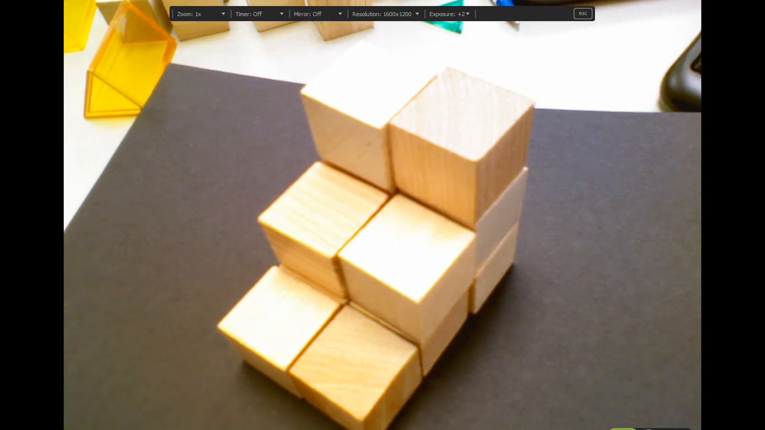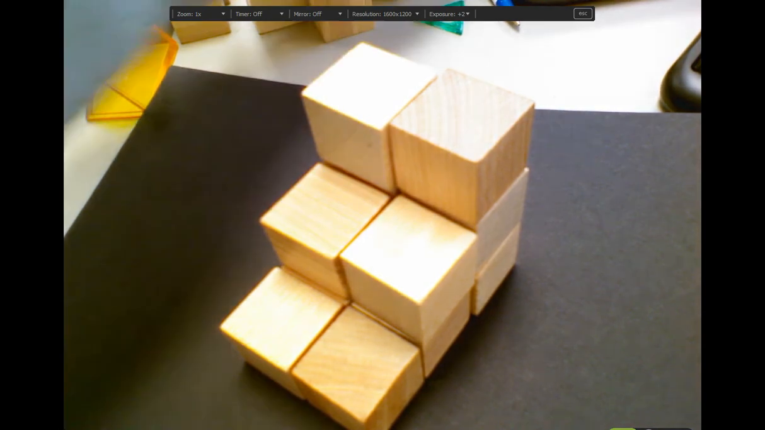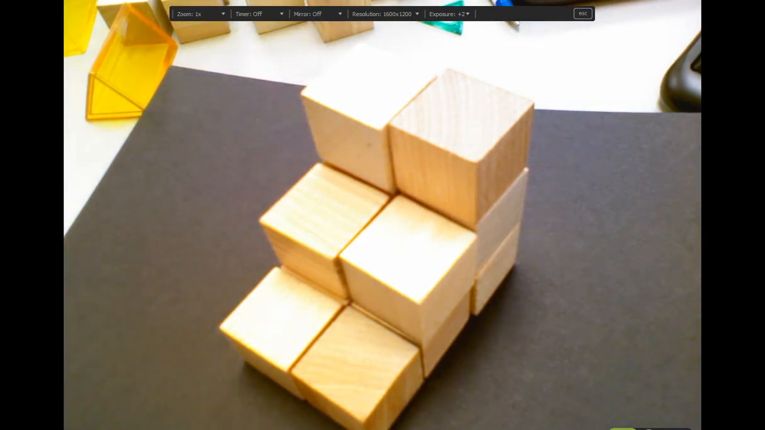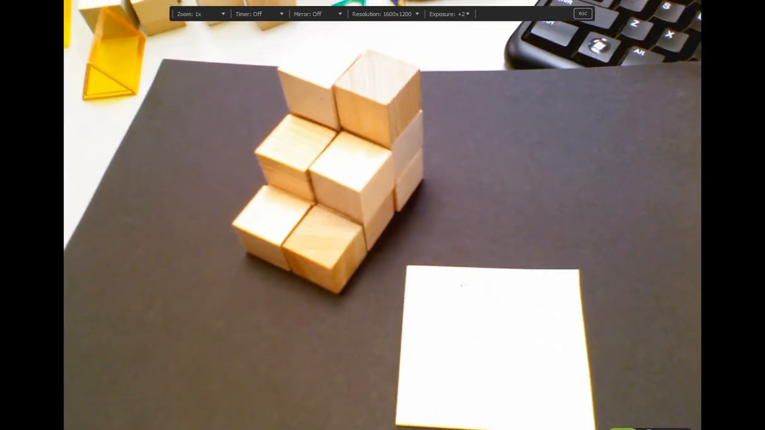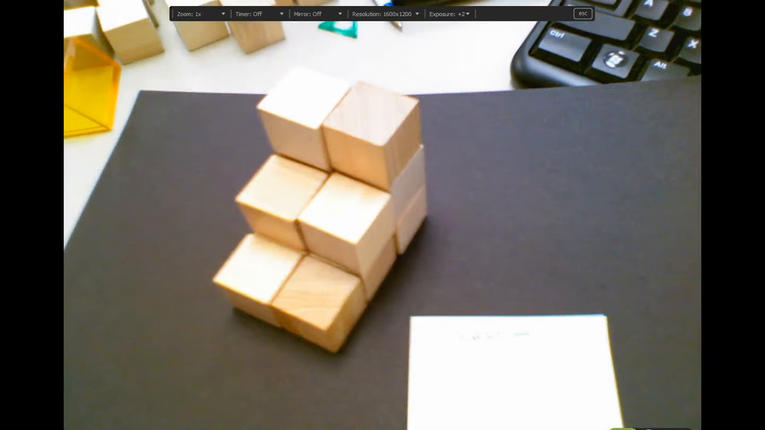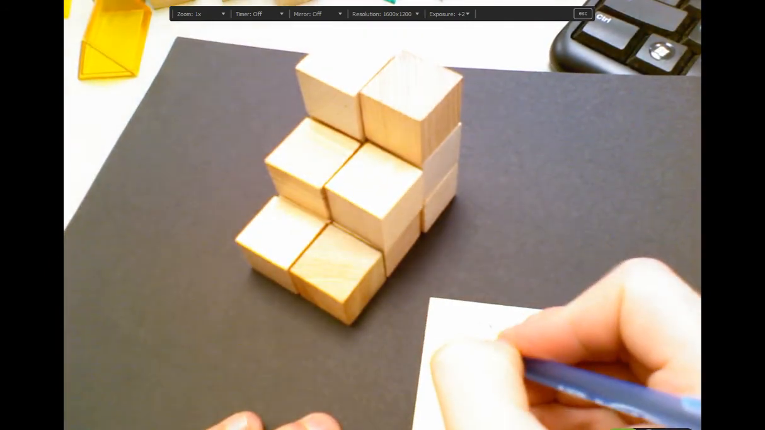Okay. To find the surface area, we want to break it apart into different things. This is a challenging type of question, but it's something good to start with. So let's break it into different parts. To find our surface area, we're going to add up all the different sides. Let's start with the staircase.